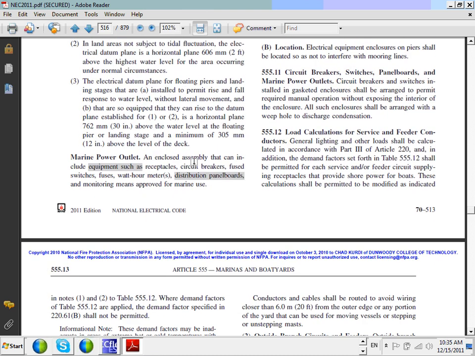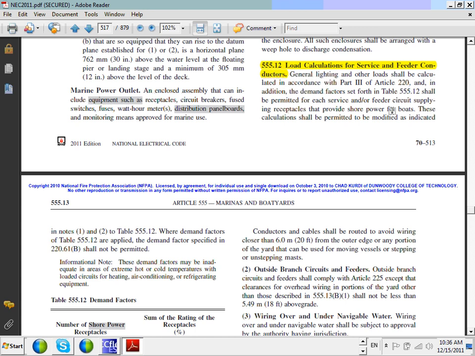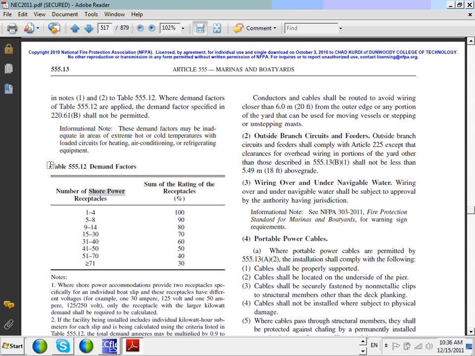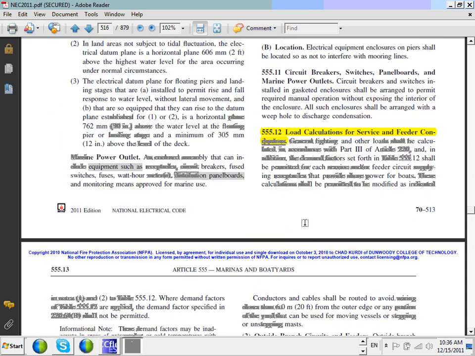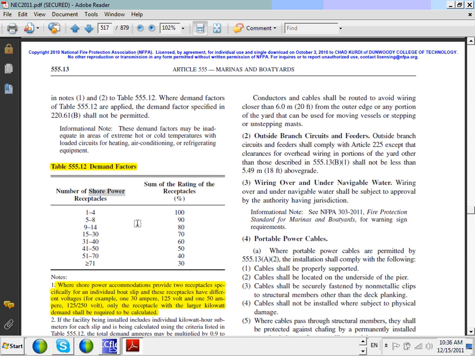And for calculations, I'm not going to get into everything in the code. For the calculation's sake, I would like you guys to highlight load calculation for service and feeder, this one right in here. When you go there, it will tell you you have to use this demand table right here, and also I want you to highlight note number one here. Does that make sense? So 555.12, load calculation. It will tell you you can do the load calculation based on 220, no problem. The amps and apply table 555.12, no problem. And this is the demand factor that we're going to be using.